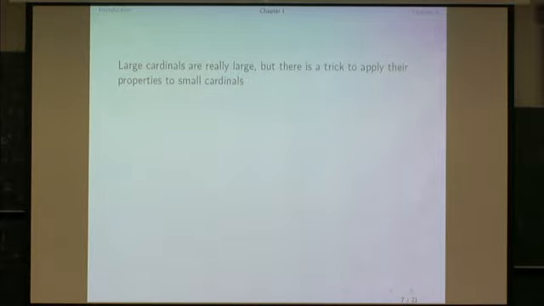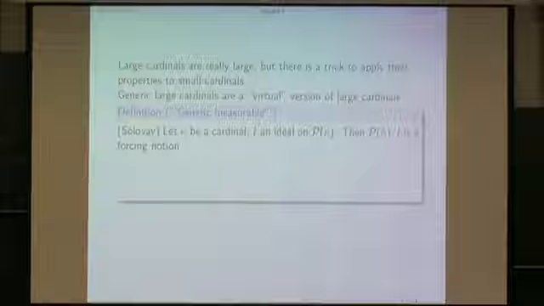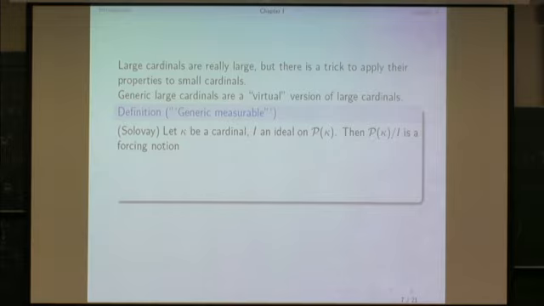Now, large cardinals we know are really large, and this can be problematic if I want to talk about the combinatorics of Aleph omega, Aleph2, 3, 4. Large cardinals at the beginning seem to be useless, but there is a trick. You can apply their properties to small cardinals, and this is genericity. So generic large cardinals are a sort of virtual version of large cardinals that holds in a generic extension. An example: what it means to be generic measurable, this is a very famous property.